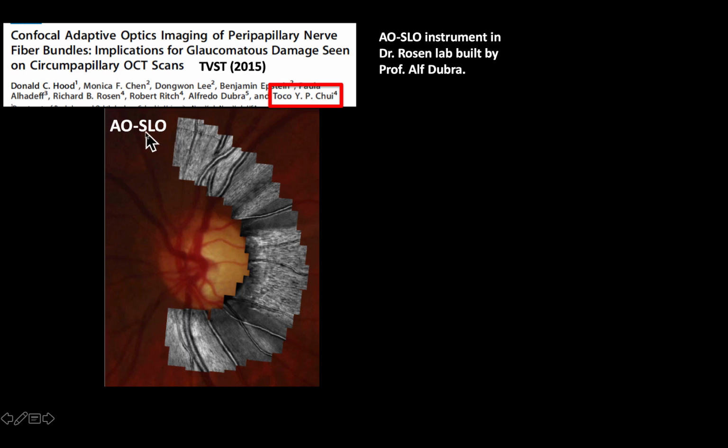So this is the adaptive optics image. This is actually made up of a number of 1 degree by 1 degree images.